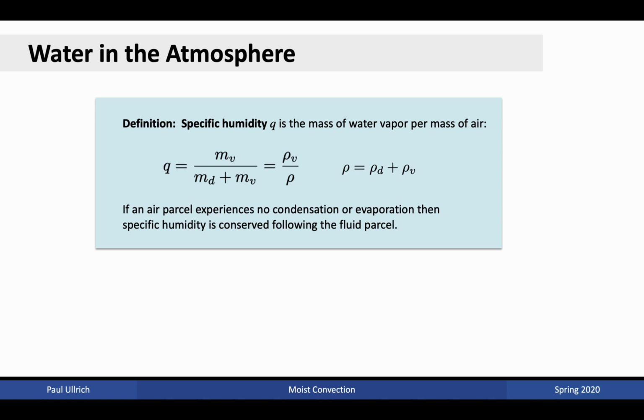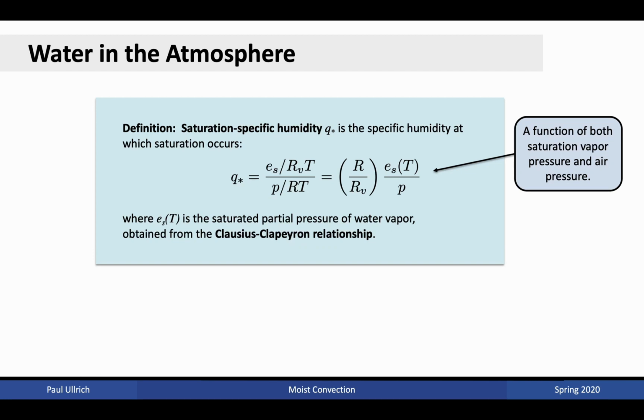This can also be written in terms of density, because volume divides out from either side. Consequently, we can write q as the density of water vapor divided by the total density of the air. If an air parcel experiences no condensation or evaporation, then the specific humidity is conserved following the fluid parcel in accordance with the law of conservation of mass.